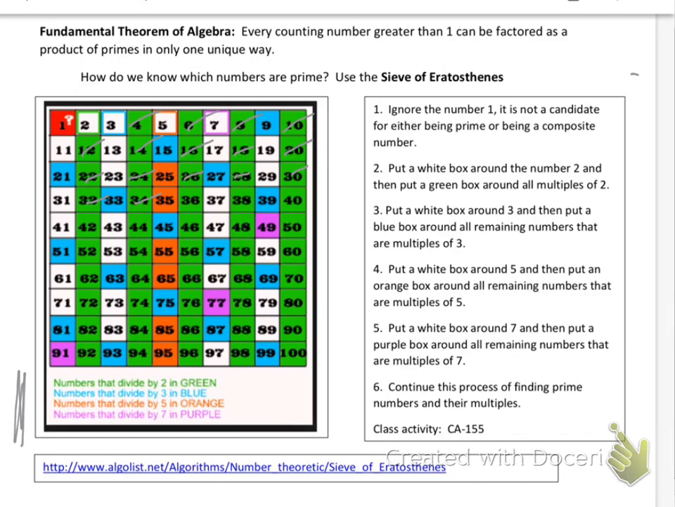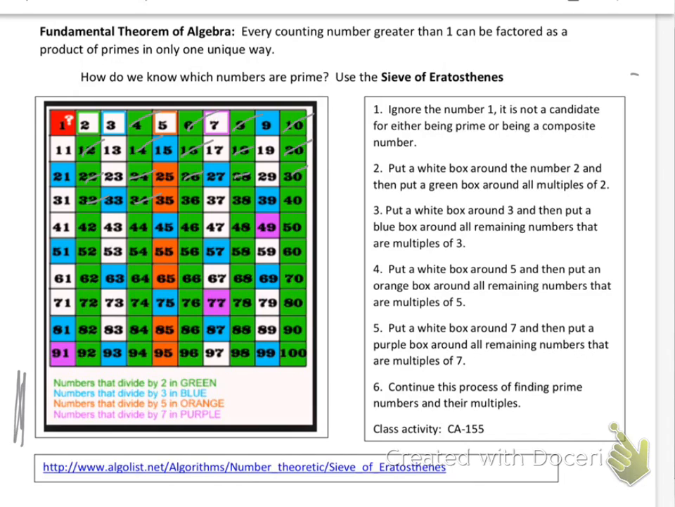Next, put a white box around 5, and then put an orange box around all remaining numbers that are multiples of 5. Okay, so the orange boxes are the numbers that are only multiples of 5. They're not multiples of 3 or of 2, and they are also not prime.